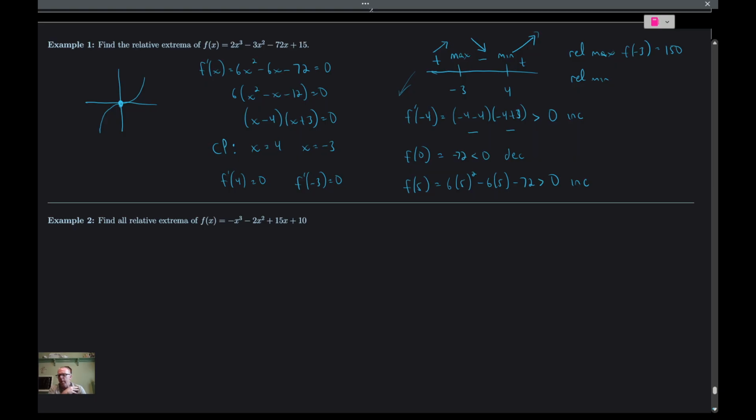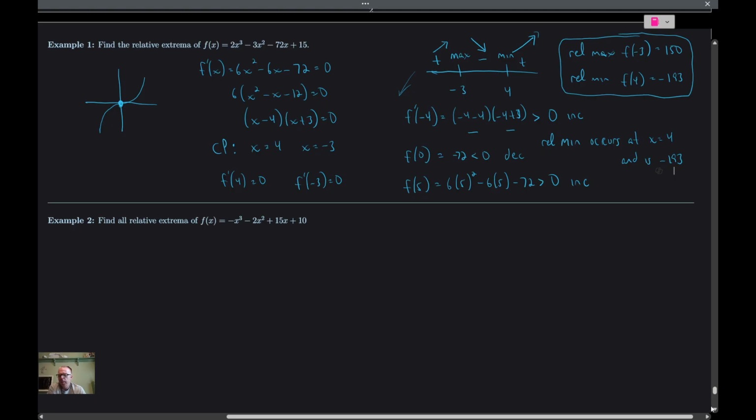The relative minimum happens at x equals 4. f of 4 is -193. So there's our relative min and our relative max. The relative minimum occurs at x equals 4 and the relative minimum is -193. And then we could say the relative maximum occurs at x equals -3, and the relative maximum is 150. So that's how we want to talk about these things.